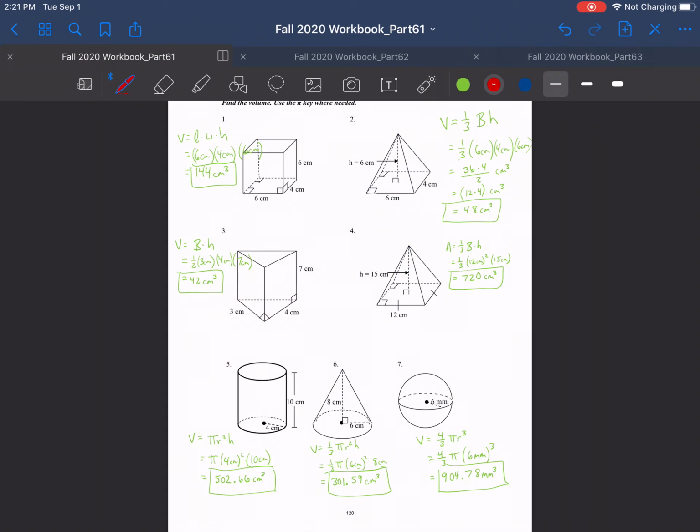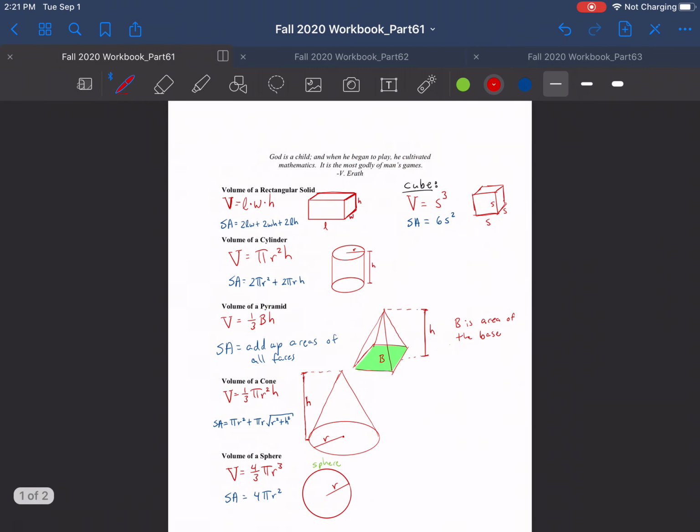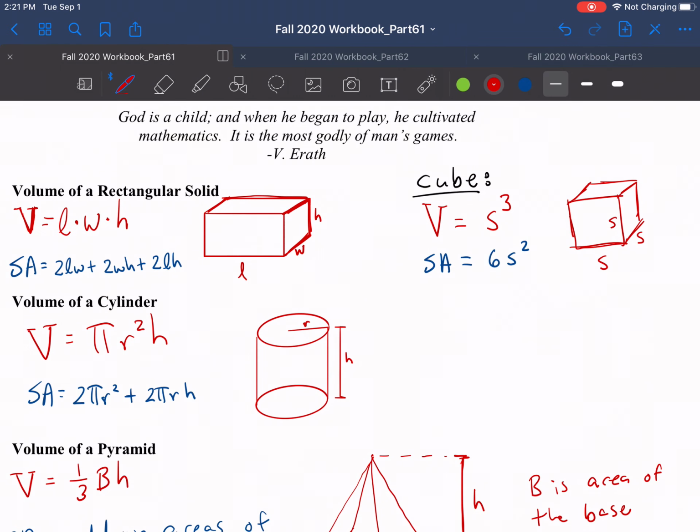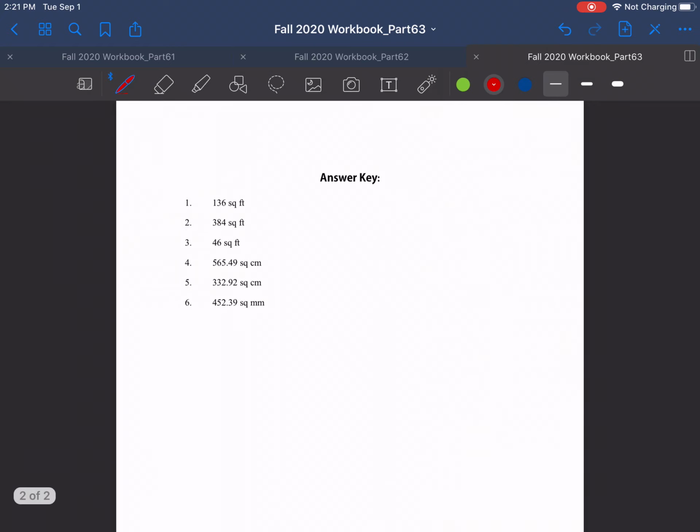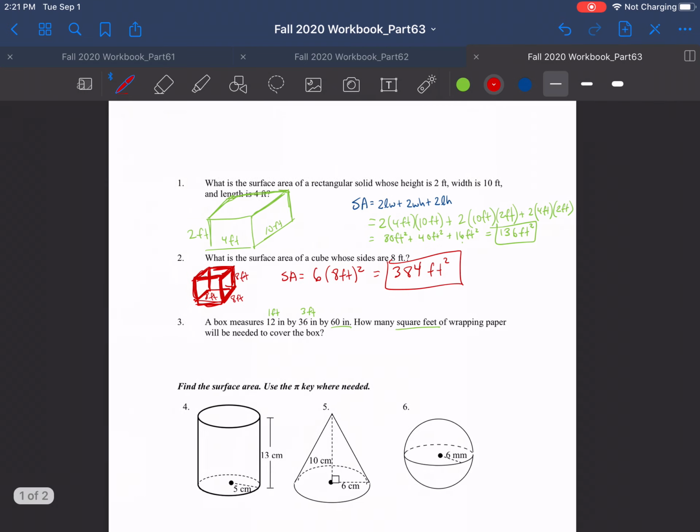So if we look back at our equation for this, which was on this page, it's 6 times the length of a side squared, and that's it right there. So we can go ahead and do that. 8 times 8 is 64, and 64 times 6 is 384. And then this is going to be feet squared, since we have feet times feet. And there we go. That should be our answer. And if we check it, 384 square feet. So that's good. That's what the feet squared is. So let's go on back here.